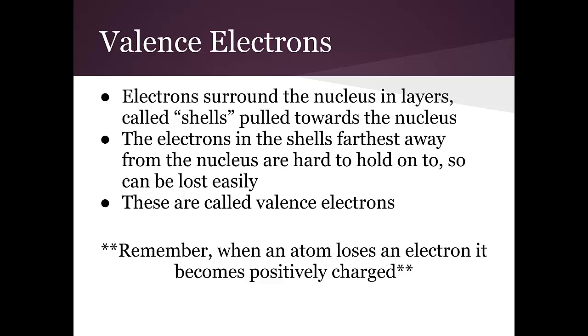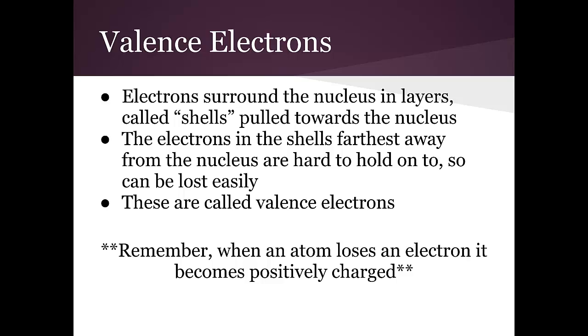We put a few electrons in the first shell, then we go out to the next layer, and the next layer, and the next layer. The electrons that are in the shell farthest away are really hard to hold on to. It's almost like when you're on the moon, you're far away from Earth, so the gravity isn't as strong. So the electrons that are farther away are harder to hold on to, so they can be lost easily in reacting with other elements. These electrons in the outermost shell, the ones farthest away from the nucleus, are called valence electrons.